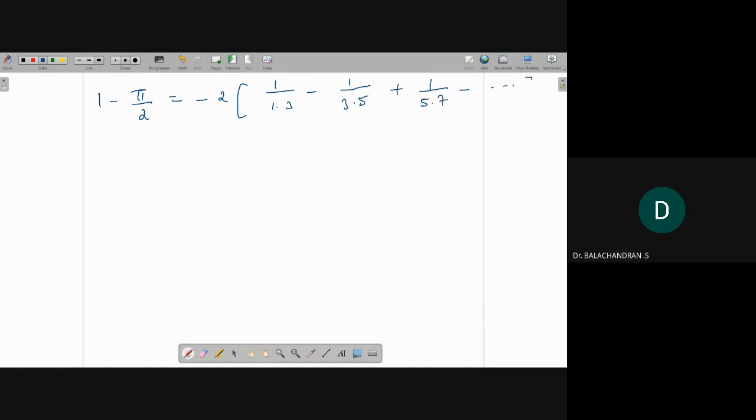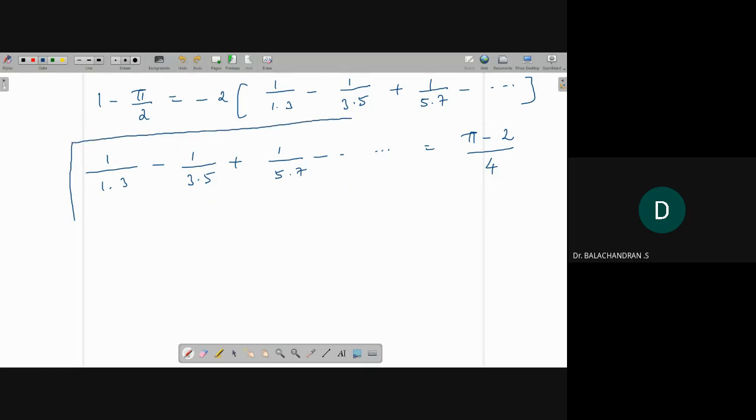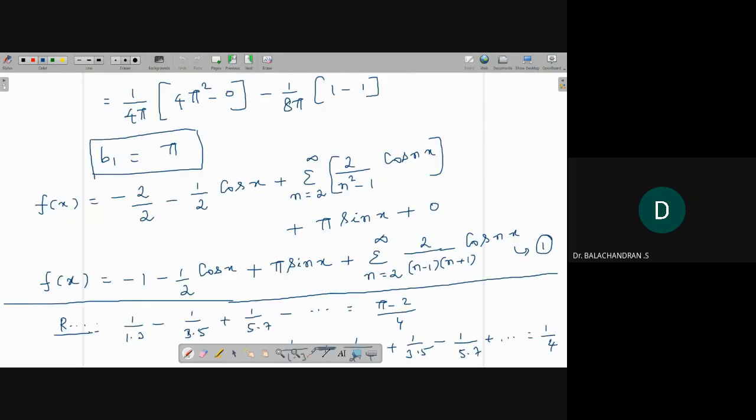Minus and so on. So the final answer is what I need: 1 by 1 into 3 minus 1 by 3 into 5 plus 1 by 5 into 7 minus and so on, which is equal to 2 minus pi by 2, and multiplying minus by minus, we get (pi minus 2) by 4. So this is the final answer. I did some rough calculations, I don't need them now.